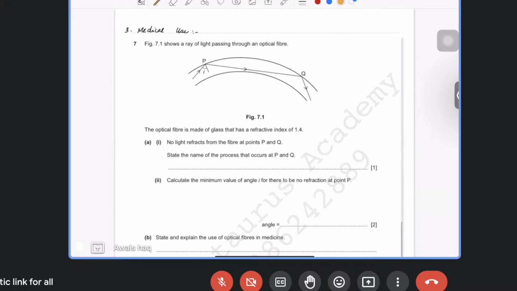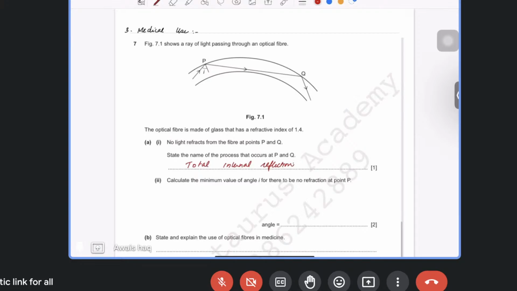So it says optical fibers made of glass with refractive index 1.2. State the name of the process that occurs at P and Q. So who can tell me what that is? Go on, hurry up. Which process is this? Yes, very good. That's total internal reflection.